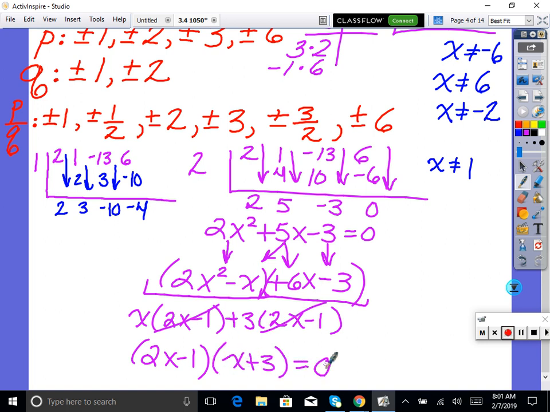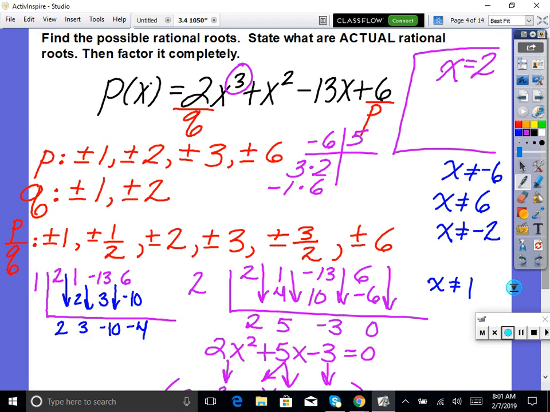Because it factored, I'm keeping going. If it didn't factor, I'd need quadratic formula. And in this lesson, we're only doing rational roots. I can't stress that enough, so you'd be done. Does that make sense? Okay, but so what's my other two solutions? 1/2 and -3, were those possibilities? Yes.